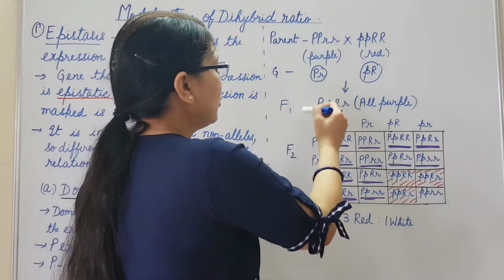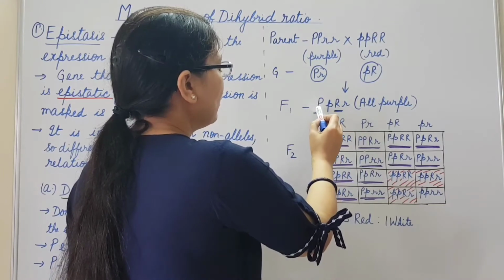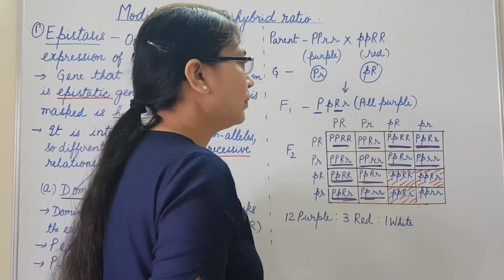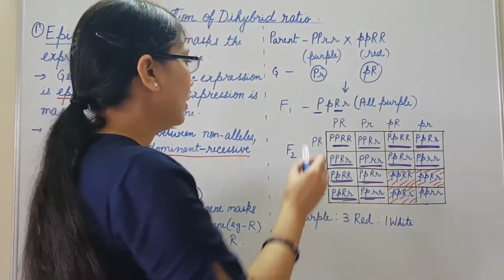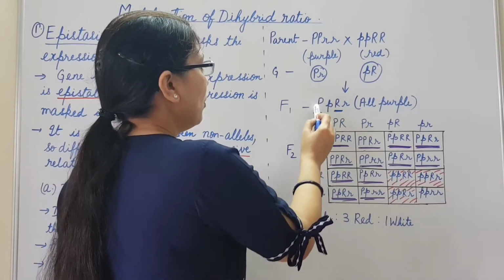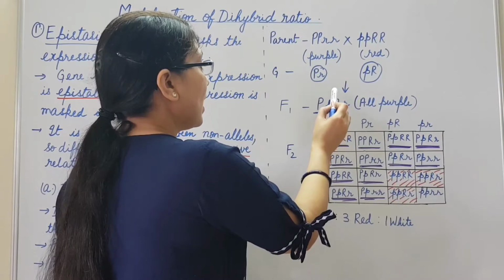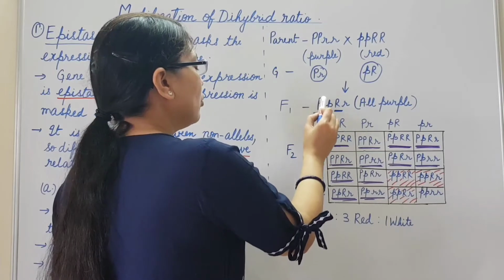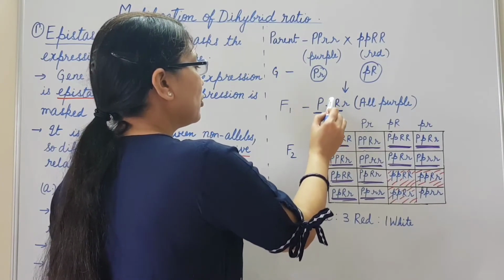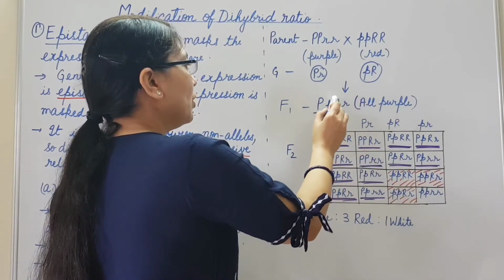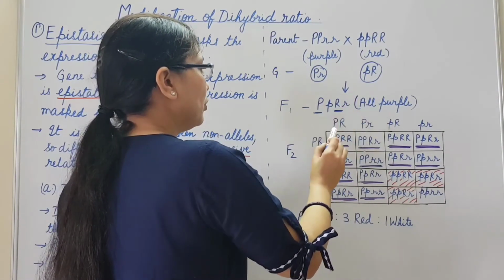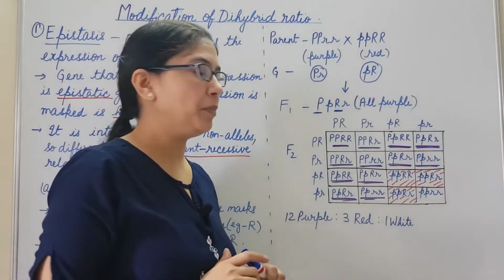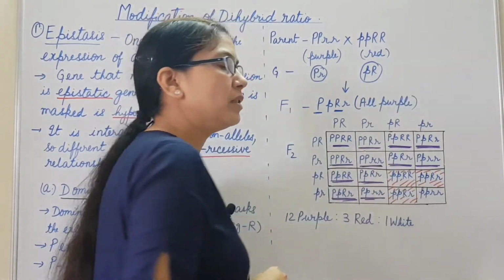Here, if we see the genotype, it is heterozygous for the P allele and also heterozygous for the R allele. So why is it purple? Because this dominant P is epistatic to dominant R. So this dominant P, or the capital P, masks the expression of the capital R. So the red color is not produced and the dominant P expresses itself phenotypically. Hence all the F1 generation is purple.